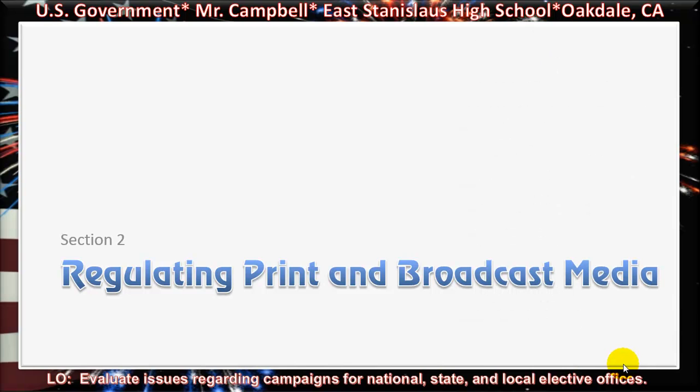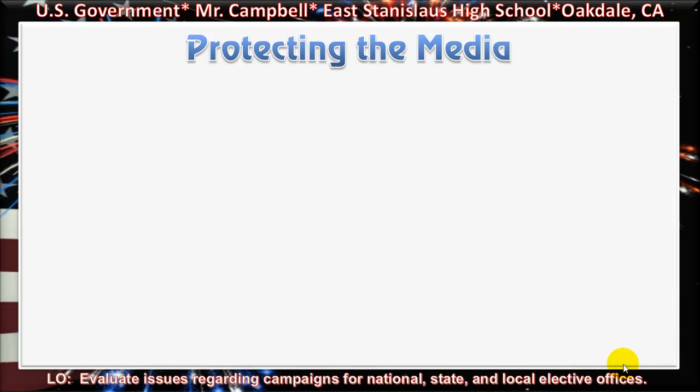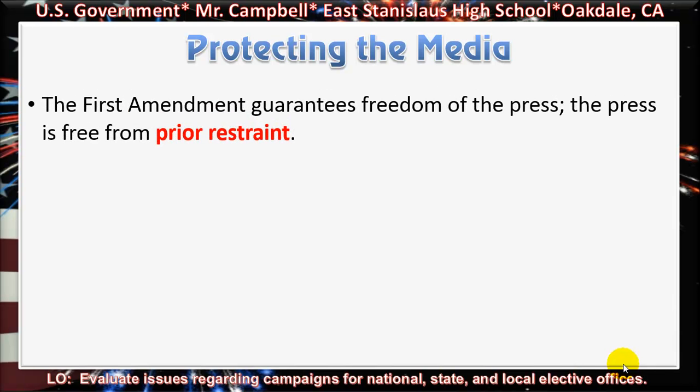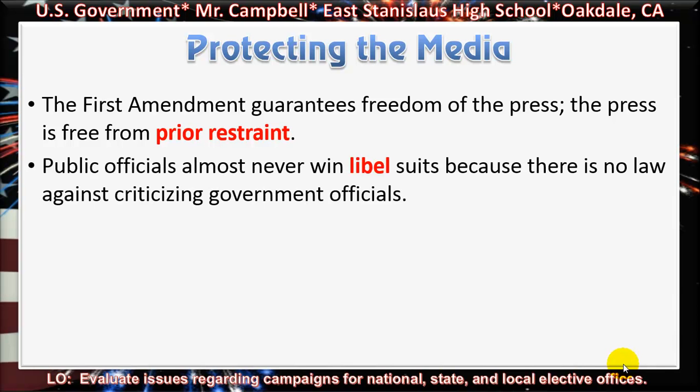Section 2, regulating print and broadcast media. Protecting the media. The First Amendment guarantees freedom of the press. The press is free from prior restraint, which basically means they can't really be censored beforehand. They can't be restricted as to what information they can put out. In other words, they don't have to run their stories by the government to get approval before they can print them. Public officials almost never win libel suits because there is no law against criticizing government officials.